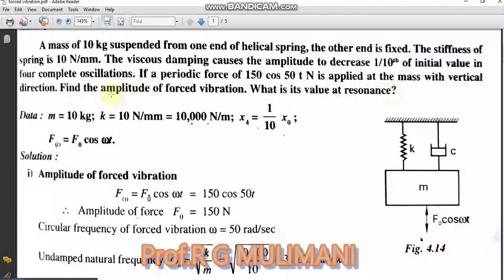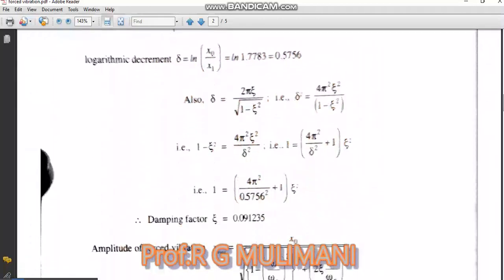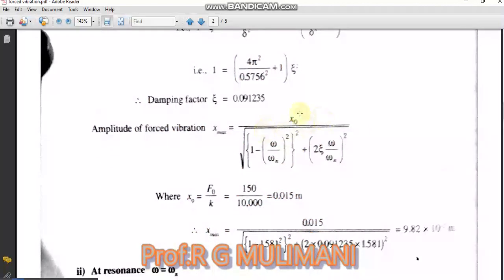Here it is asked to find the amplitude of the forced vibration. We already derived the amplitude of the vibration: x is equal to x naught divided by square root of (1 minus (omega by omega n) square) whole square plus (2 zeta omega by omega n) whole square. So to find this amplitude, what is needed here? We need the frequency ratio. This is the equation to find the amplitude of the forced vibration. We need x naught, omega by omega n and the zeta value. Let us find them.